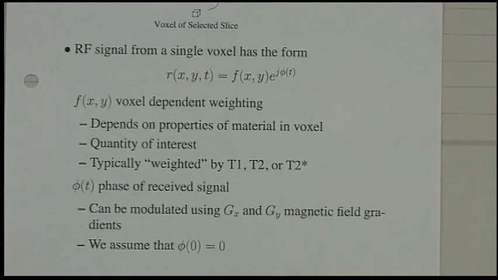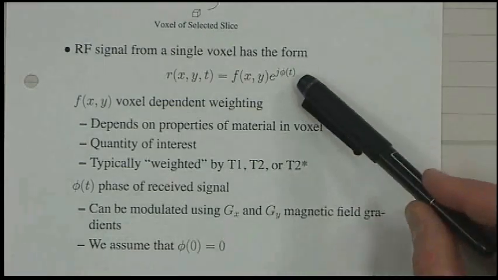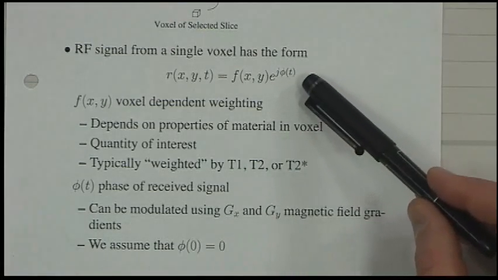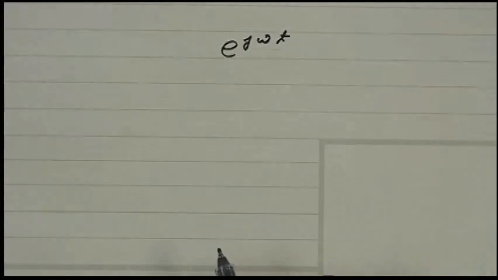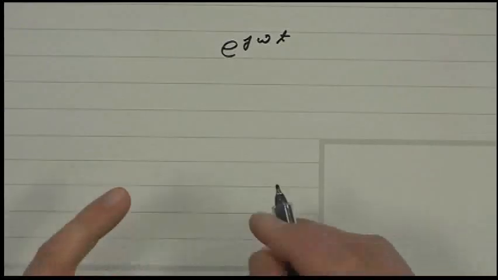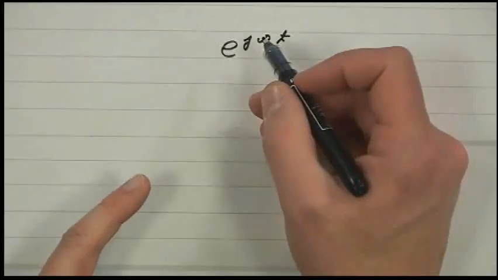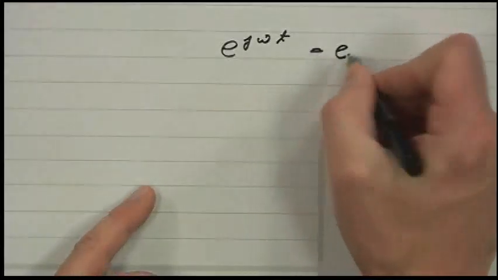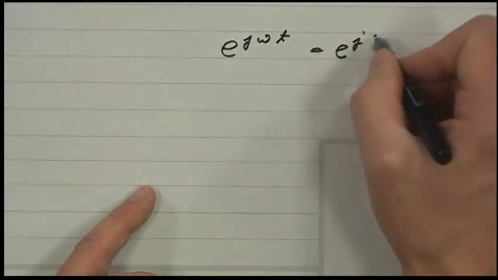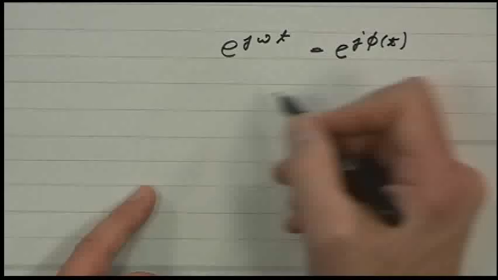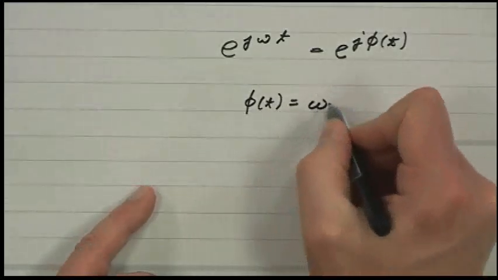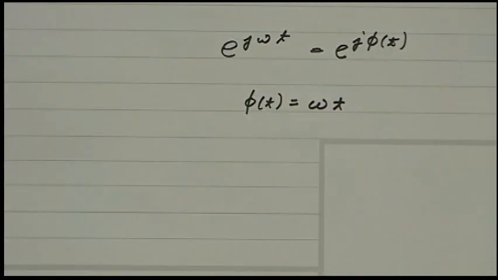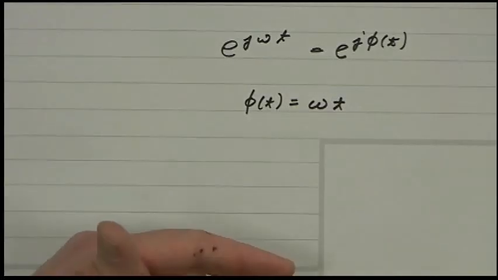Now, why is that? Well, first of all, the phase will change with time because if you have a signal, let's say e to the j omega t, right? That's a signal with constant amplitude and fixed frequency, right? So that's equal to e to the j phi of t, where phi of t is equal to omega t. So if you have a constant frequency signal, the phase increases linearly with time, right?